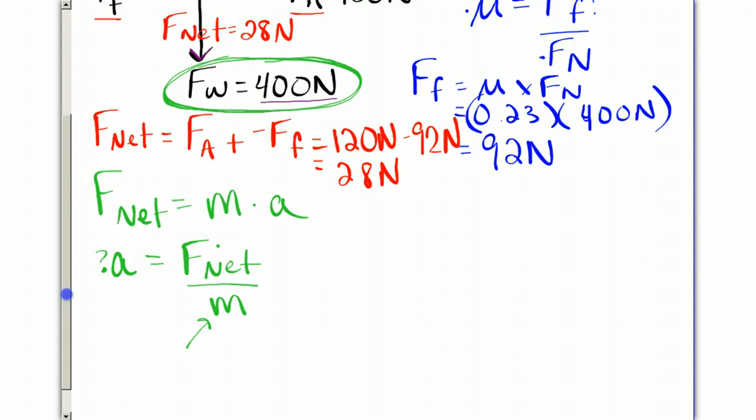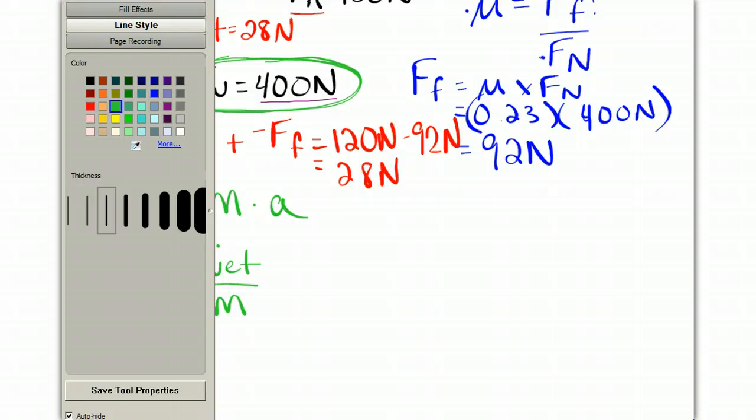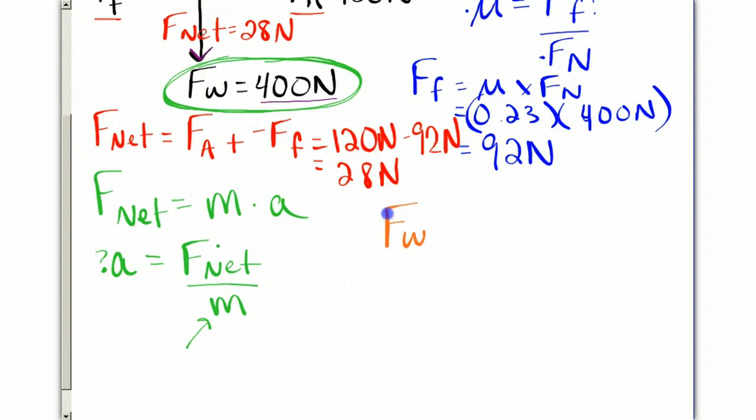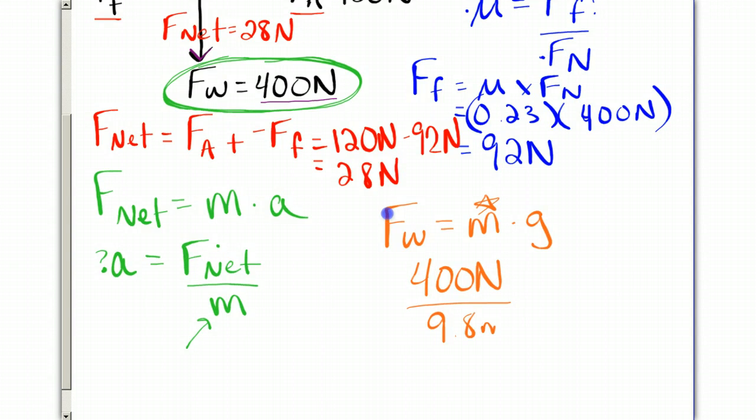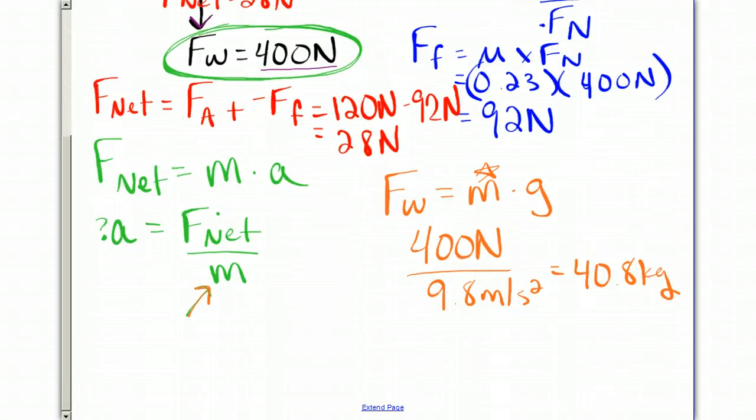And so I can take that equation, and let's see what color we'll use for this one. Go with the nice orange color. I can use the force due to weight is equal to mass times gravity to determine my mass. I know that the weight is 400 newtons, and if I divide that by gravity, 9.8 meters per second squared, then that's going to give me my mass of 40.8 kilograms. And so now I can come back to this equation right here, and I'm going to solve for my acceleration.